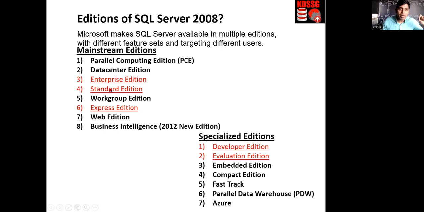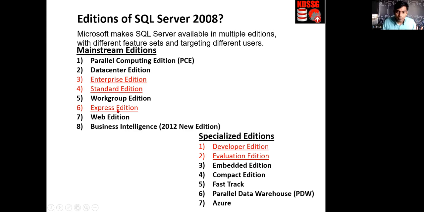There are a lot of editions. I'm not even reading those names. Let's read the main editions. Enterprise edition is the top edition. You get all features in it, everything in it. Next one is standard edition. Of course, some features will go away, some things you will not get. Hardware-wise, capability-wise, performance-wise, you will see some degradation. So standard edition and enterprise edition are two editions.